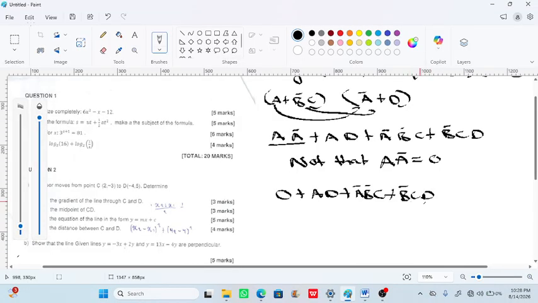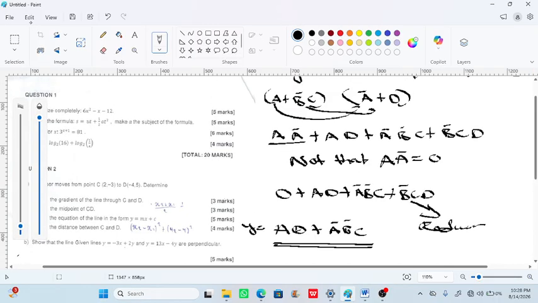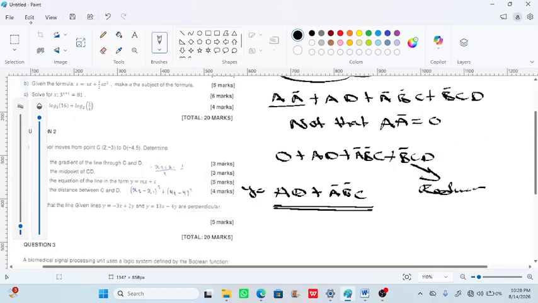And if you look at b prime c here, and also here b prime c, we're going to forget about this because it becomes redundant. So we are going to concentrate on 0 plus ad plus a prime b prime c. Therefore y equals ad plus a prime b prime c. So this becomes our final answer. This is how we solve using De Morgan's theorem. So from there, we go to the next question.